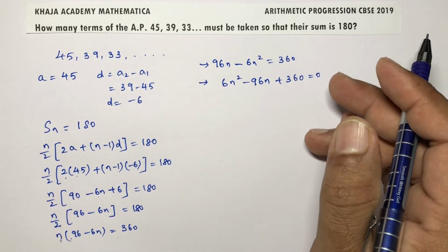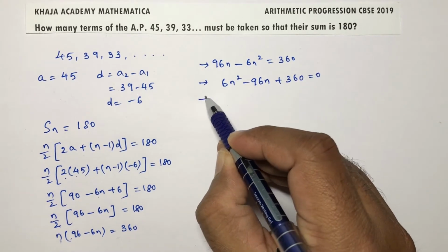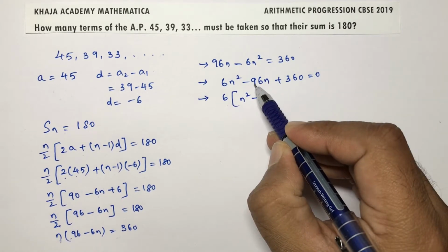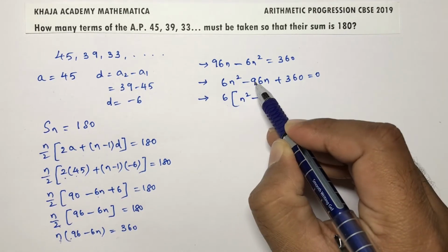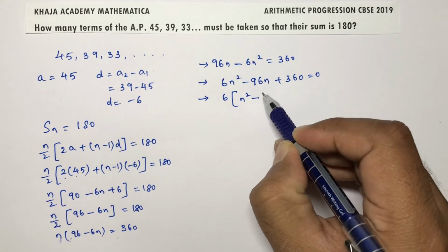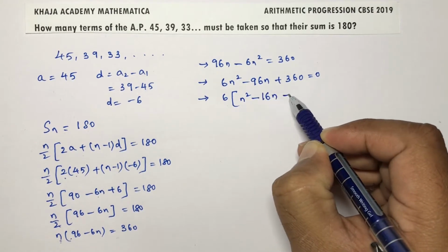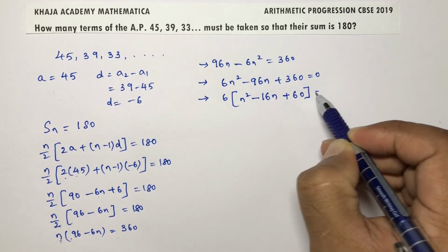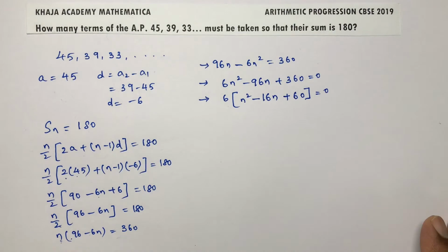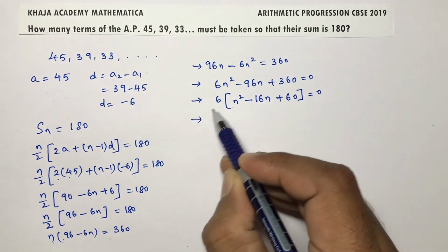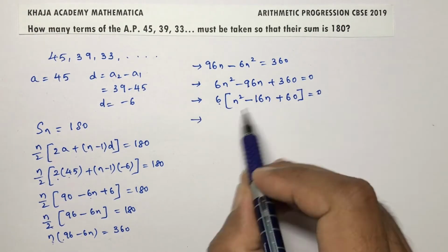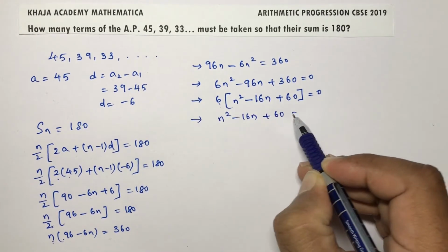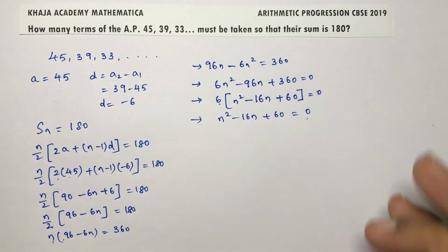In all the terms I can take 6 common. So taking 6 common, n square minus 16n plus 60 equals 0 by 6, which is 0. So n square minus 16n plus 60 equals 0.